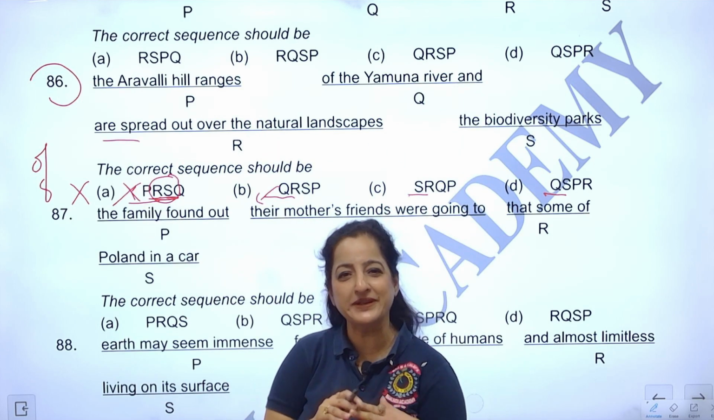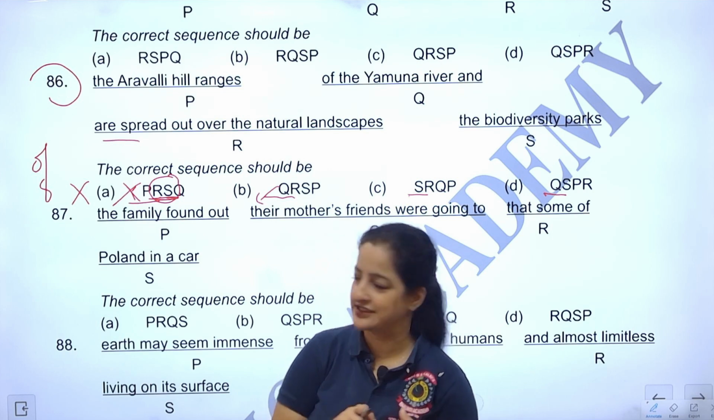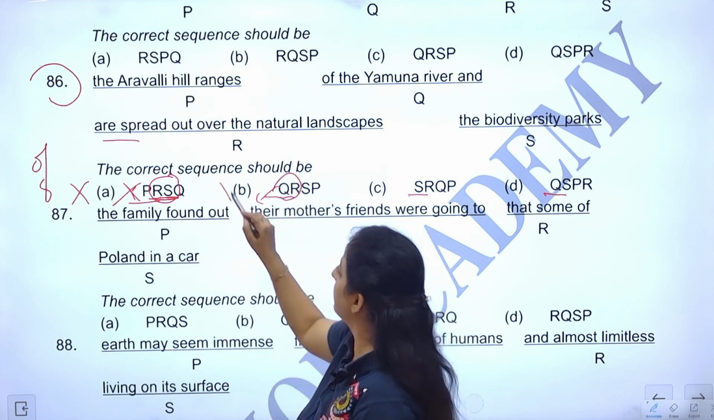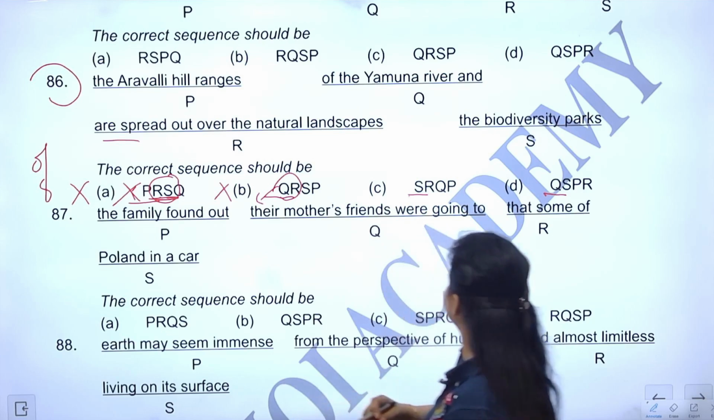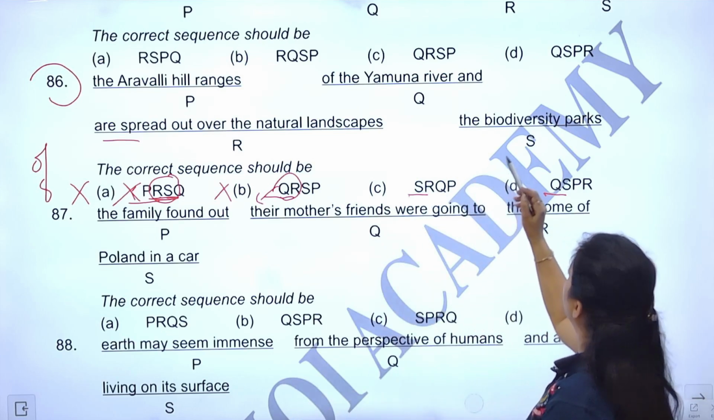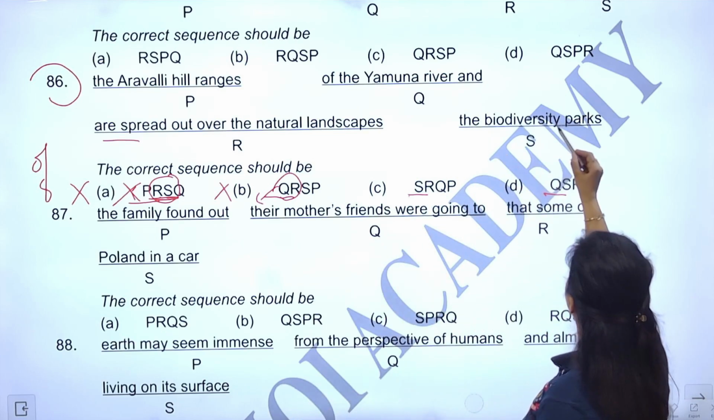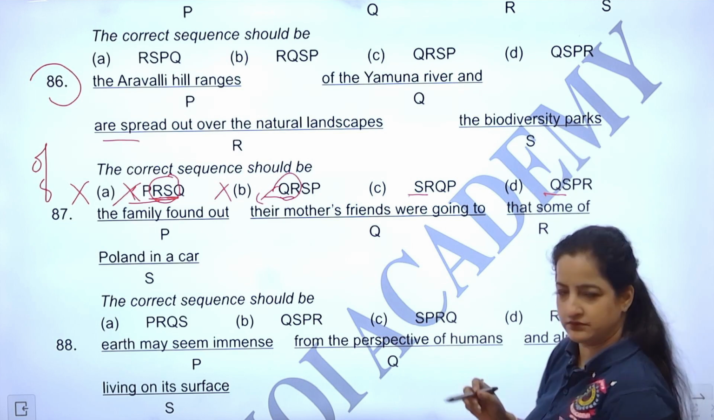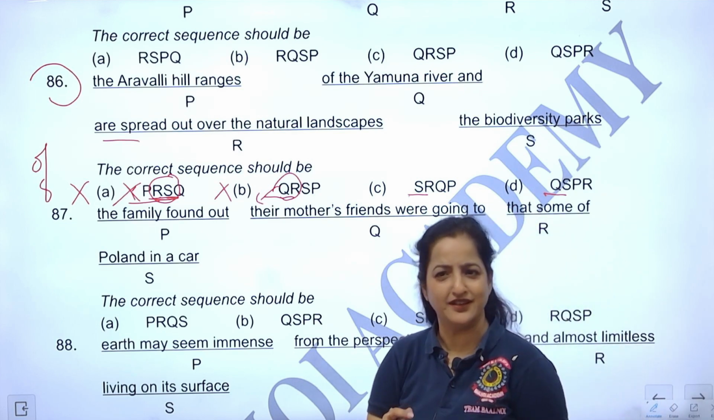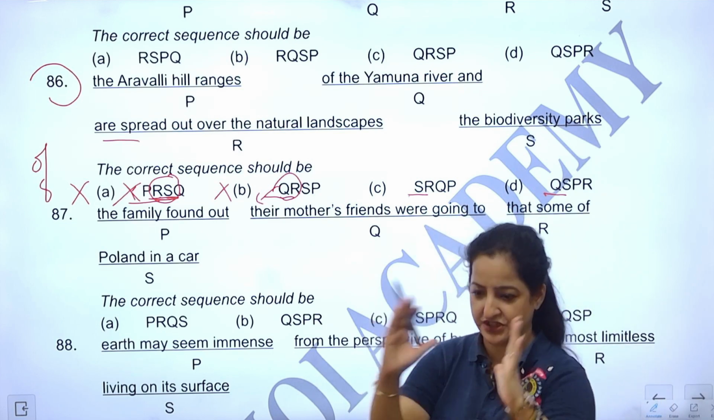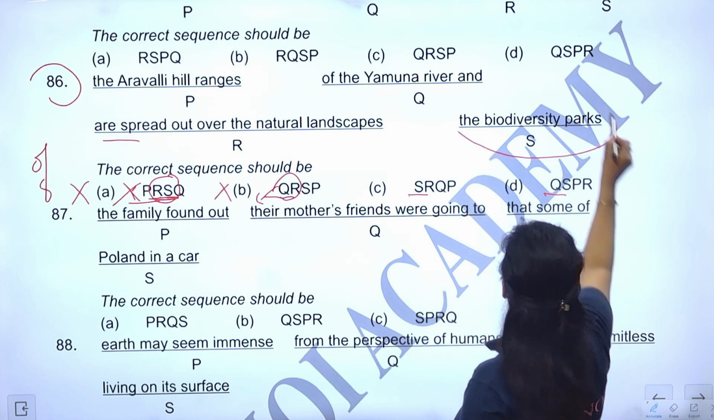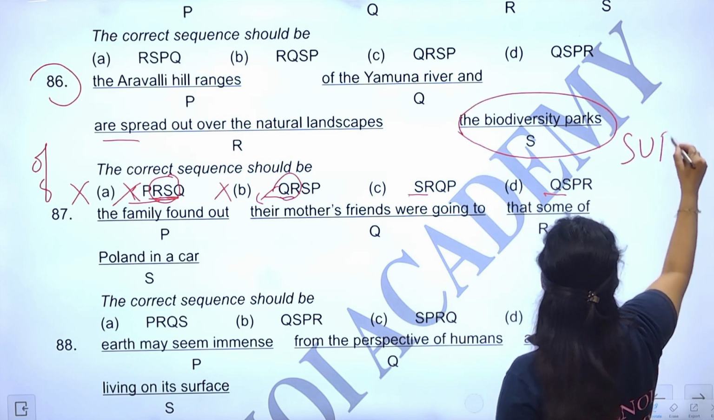Any meaning over here? Nonsense. Meaningless. Right? Q and R also is nonsense. Okay. About SRQP. The biodiversity park. पढ़ते ही समझ में आ जाता है वैसे. It's a subject. ये subject दिख रहा है. The biodiversity park. This is our subject.